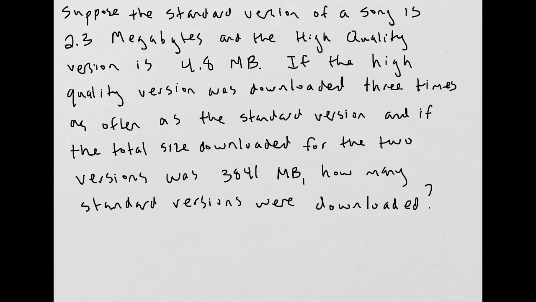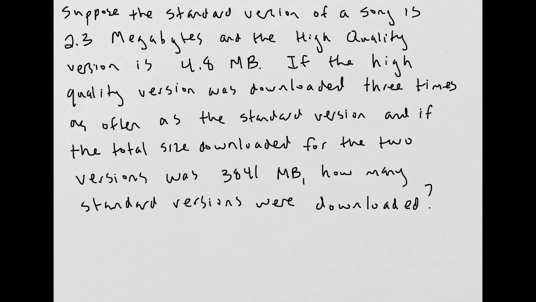Suppose the standard version of a song is 2.3 megabytes and the high quality version is 4.8 megabytes. If the high quality version was downloaded 3 times as often as the standard version, and if the total size downloaded for the two versions was 3,841 megabytes, how many standard versions were downloaded?